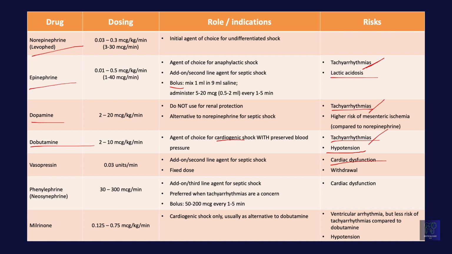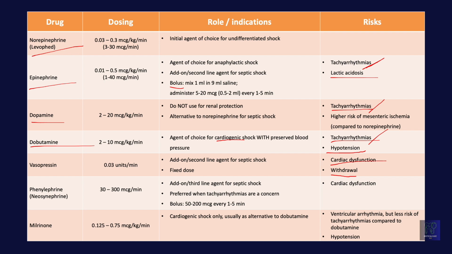Any agent that causes vasoconstriction increases afterload, right? So in a failing heart, that's not good. So be cautious in patients with cardiac dysfunction. There's also risk for hypotension following withdrawal of vasopressin. So if patient is on both vasopressin and Levophed, we turn off vasopressin first, followed by gradual titration of Levophed.